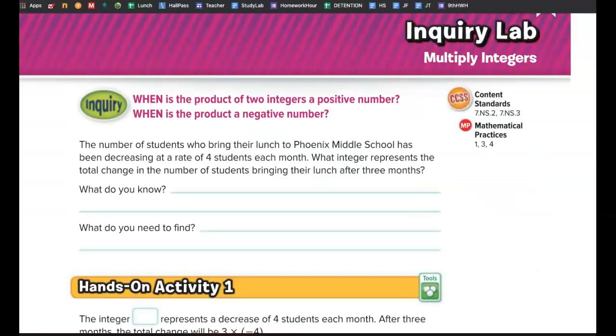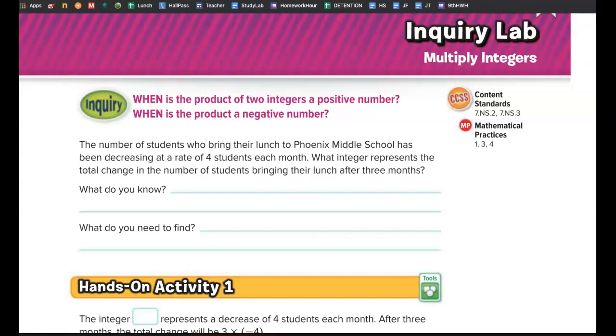What our inquiry lab question is for us. Damien. The number of students who bring their lunch. Wait, no. Is that the right one? Okay. The number of students who bring their lunch to Phoenix Middle School has been decreasing at the rate of 4 students each month. What indicator represents the total change in the number of students bringing their lunch after 3 months?